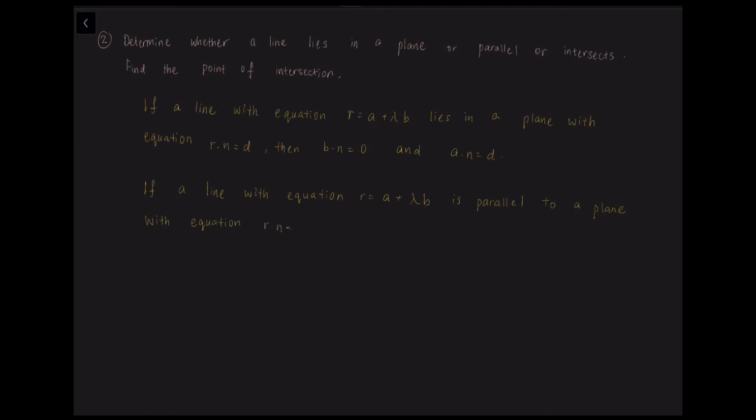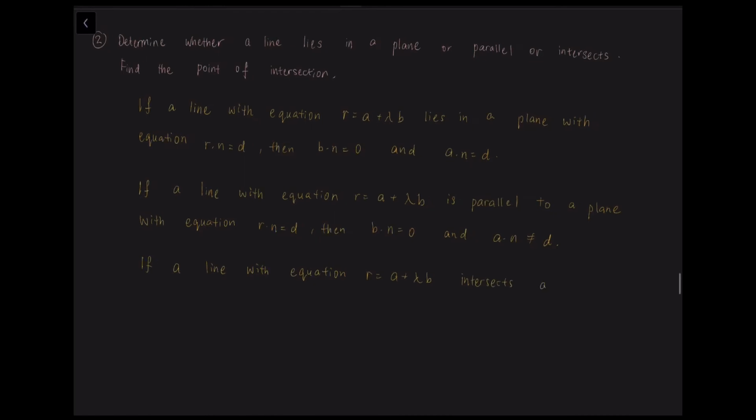And the second case is if the line with the equation r equals a plus lambda b is parallel to a plane with the equation r dot n equals d, then b dot n equals 0 and a dot n is not equal to d.